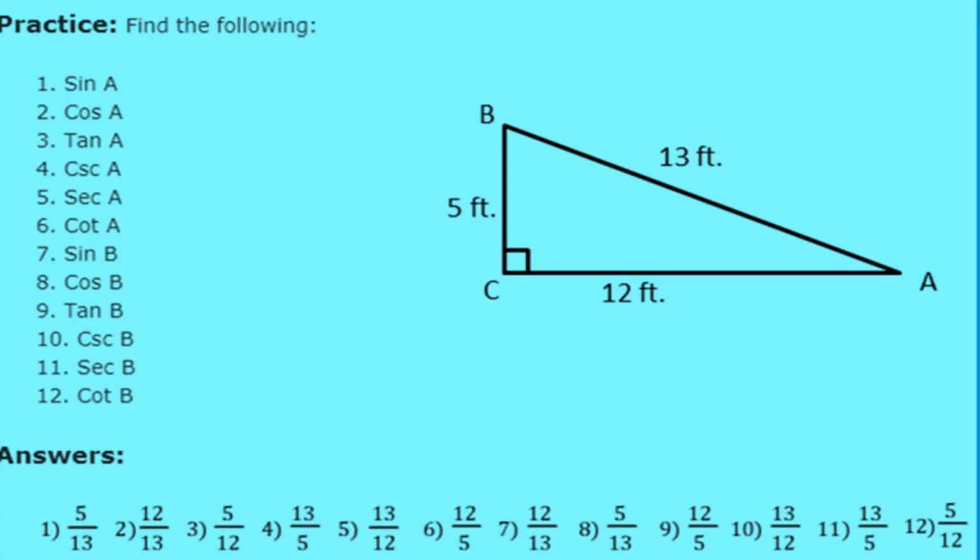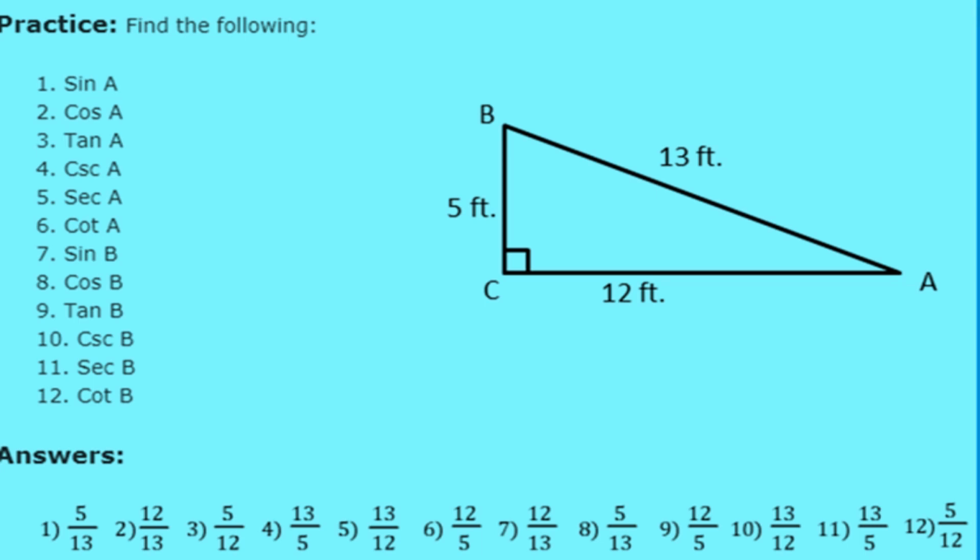This is the question for practice. Here there are 12 questions. According to A, 6 questions. According to B, also 6 questions. So the first question is sin A. Sin means opposite by hypotenuse. Whose opposite? A is given, so A's opposite by hypotenuse. That's why sin A is equal to 5 by 13. So like that you have to complete all these 12 answers and check.